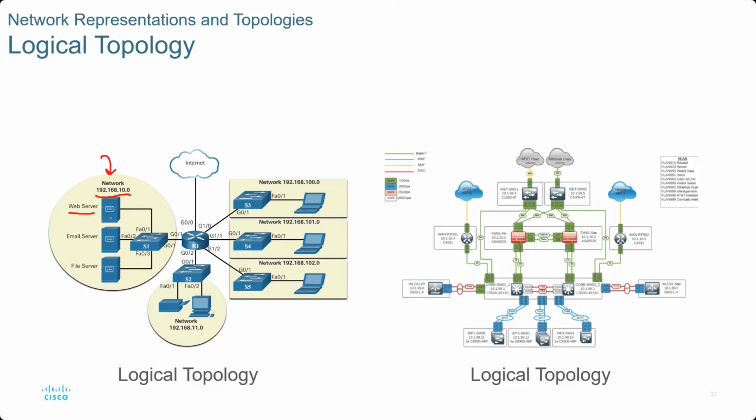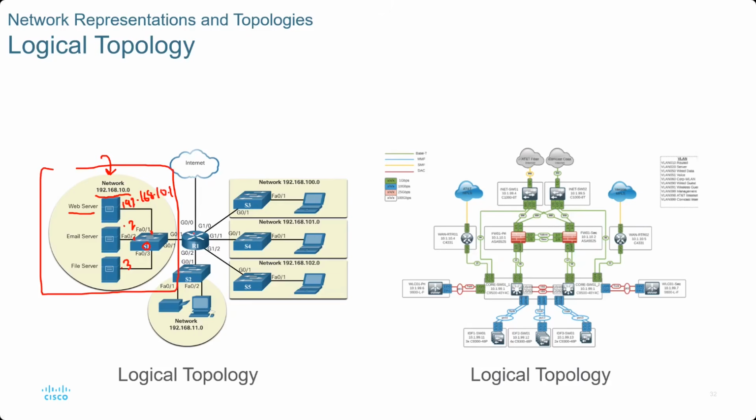What is the IP address of this web server? For example, this diagram lacks that information, but we could add that, hey, this server has 192.168.10.1. This one is .2. This one is .3. So now we just look at the diagram and we already know the IP address of the web server, the email server, and the file server. We also know which port it is connecting to on which switch. And we also know which network it is part of.